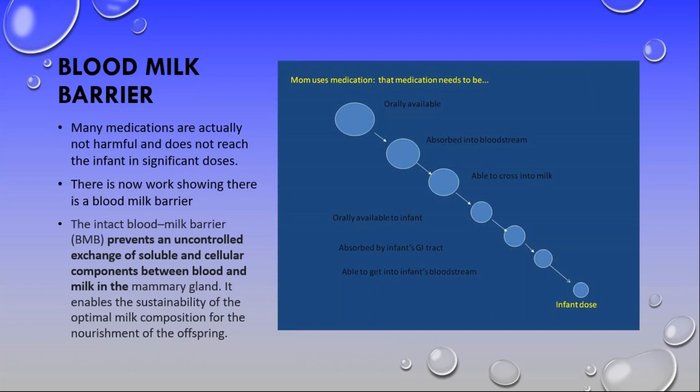So look here, it's orally available, it's absorbed in the bloodstream, it is able to cross into the milk. It's orally available to the baby, it's absorbed in the baby's GIT, and then goes into the bloodstream. So even something like morphine will, by the time it's absorbed here, be in a very small dose. And perhaps we'll get to a point where we don't just stop breast milk feeding. We've got to consider that breast milk, other than a placenta, is the best thing we can give our preemie babies.